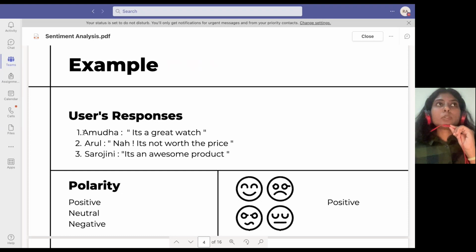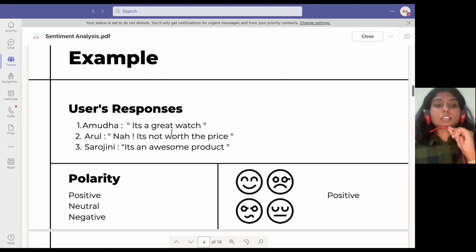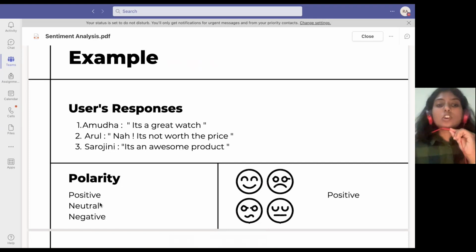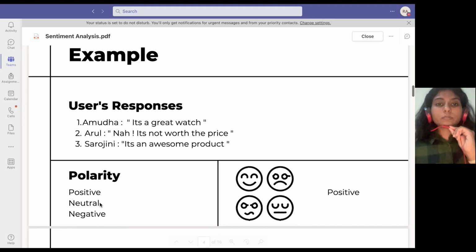See, this is basically used in various social media and online shopping platforms where users will give various feedbacks for the products, for example in Amazon, Flipkart. One such example is here. These are the customers. They are saying it's a great watch. Nah, it's not worth the price. It's an awesome product. So these are the responses. These are the polarity, like whether it's positive or neutral or negative.